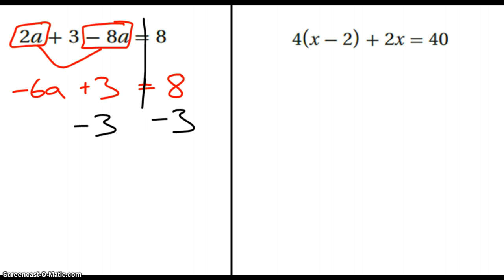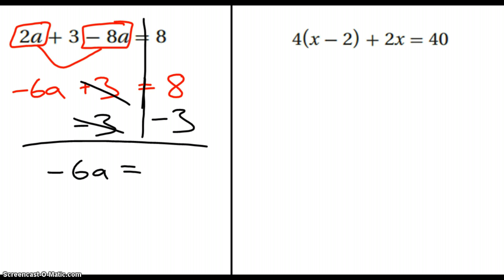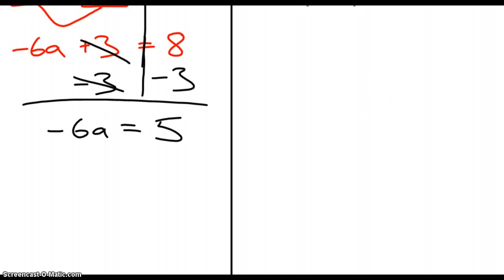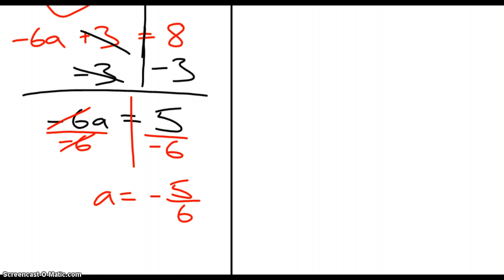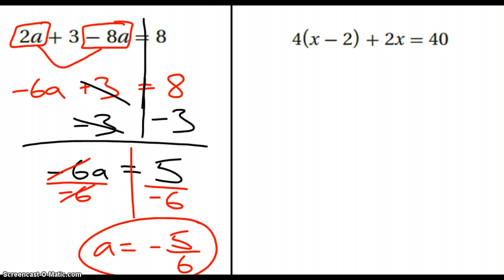So subtract 3 on both sides, and we're left with negative 6a equals 5. So we're not going to get a very nice answer here, which is okay. Since a is being multiplied by negative 6, we divide by negative 6 on both sides. So a equals negative 5/6. And you can actually go back in and check that to make sure that it works.